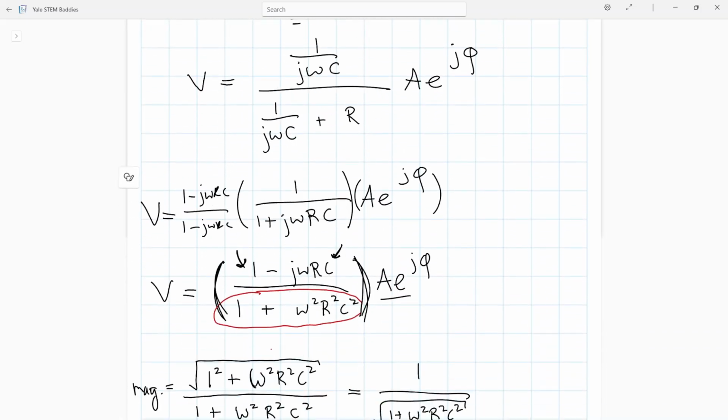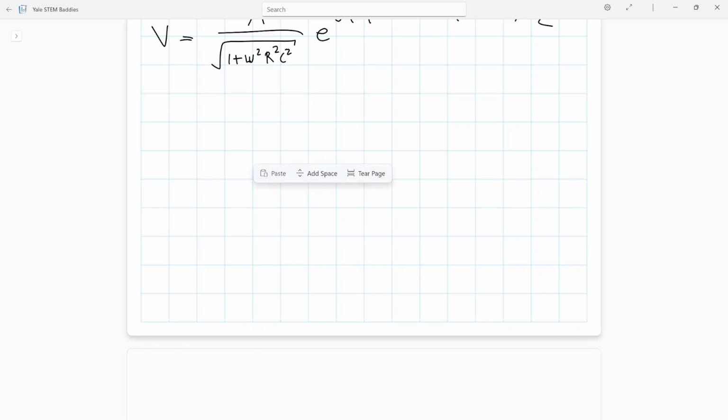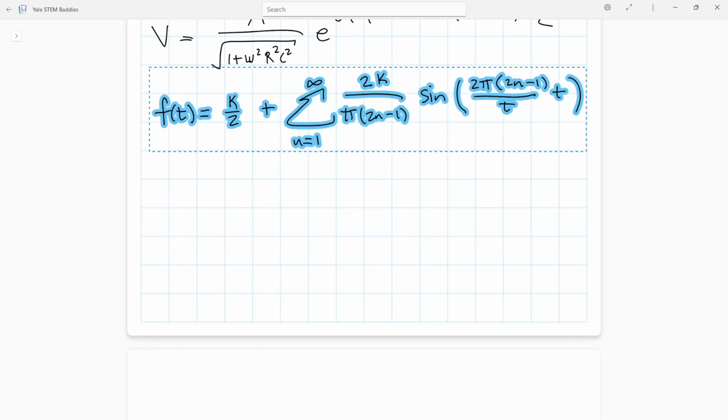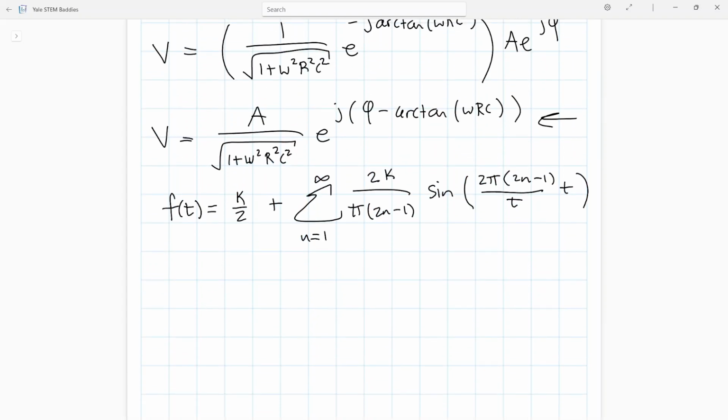So if we just go ahead here and paste this Fourier representation of the forcing function right there, we're now just going to go ahead and apply to each of these terms this transformation here, this divide by that factor and phase offset by that much. So let's write our final solution v of t.